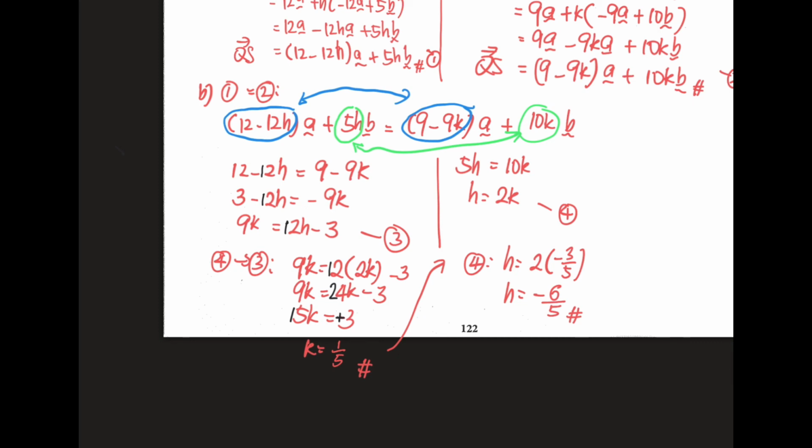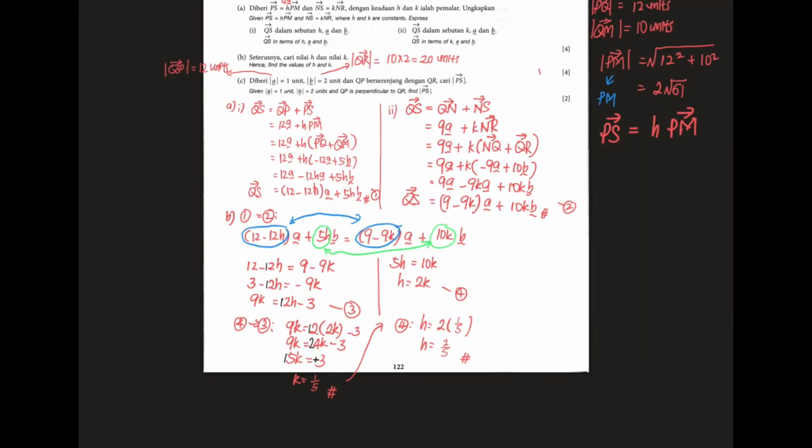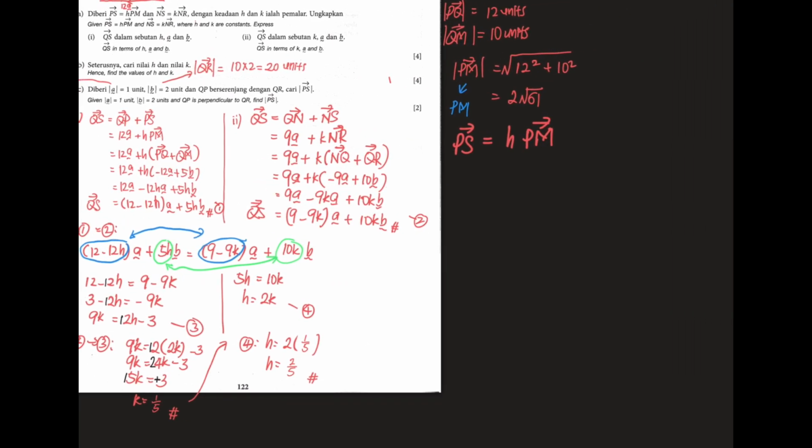Okay. Now I use K equal to 1/5 to find the H. The H should be, okay, 1/5 substituted here times 2, then it is 2/5. Okay, I get H equal to 2/5. This is the correct one.